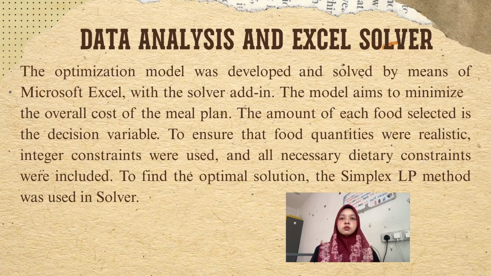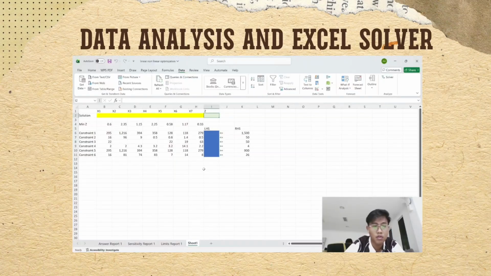So to solve our optimization model, we utilized the Microsoft Excel Solver add-in. Our primary goal was to minimize the overall cost of the meal plan while meeting all nutritional needs. The quantities of food served as our decision variables. To keep the plan realistic, we applied integer constraints and integrated all necessary dietary requirements. We then applied the simplex LP method to find the most efficient, cost-effective solutions. Now, how to solve our problem using Excel solver.